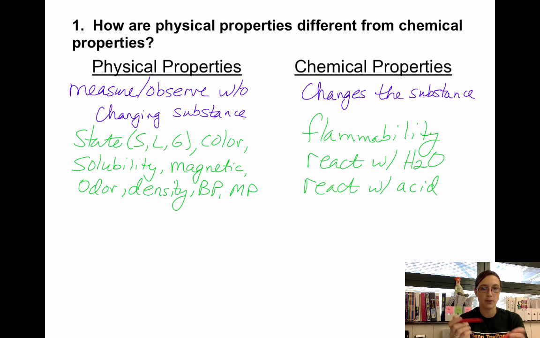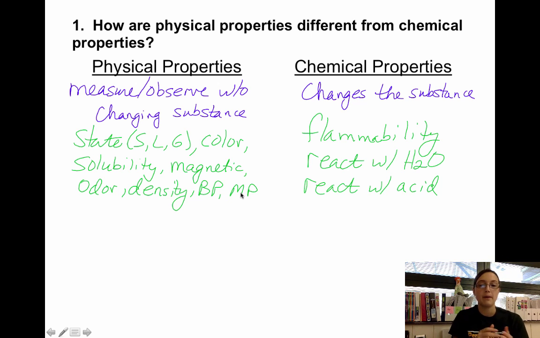If I were to write with this pen, I would say the ink is red. Again, I'm not changing this pen into water or into a highlighter. It's still the pen. Some physical properties, these are some examples: state of matter, solid, liquid, gas. Anytime that you are changing a state of matter, that's still physical. So like boiling point, melting point.